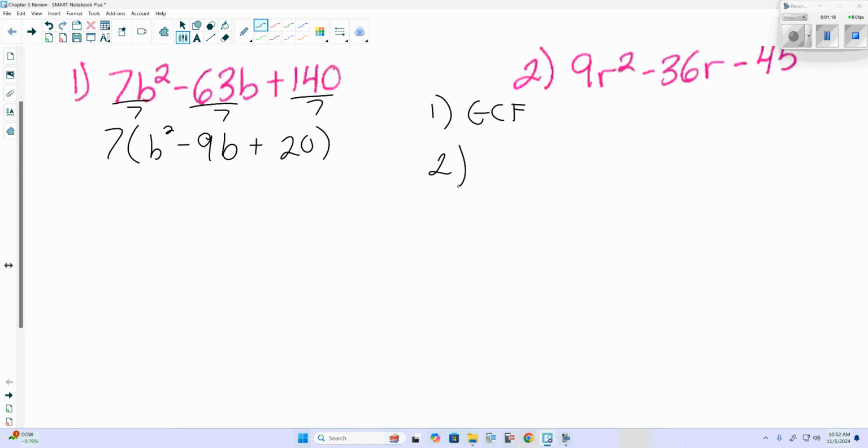Our second step is our 2 sets of parentheses with 3 spaces. So we'll have the 7, 2, 3.